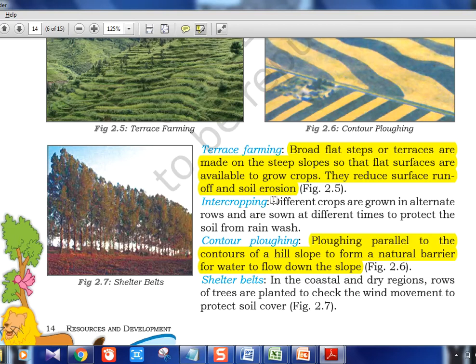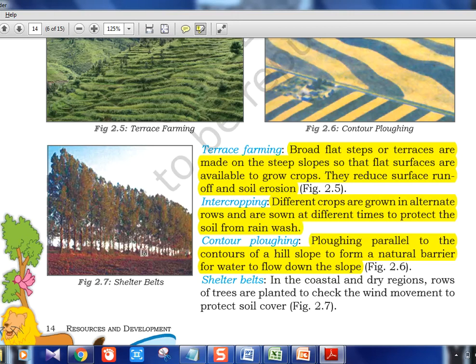Please watch that series. Intercropping: different crops are grown in alternate rows. Everything is grown in the same season only, like one row will be one crop, another row will be another crop. Crop rotation is a different thing. Crop rotation means in one season you will grow only one crop, then after it is harvested, something else is grown, so that the nutrients are replenished. That is another process. So crop rotation is different from intercropping.